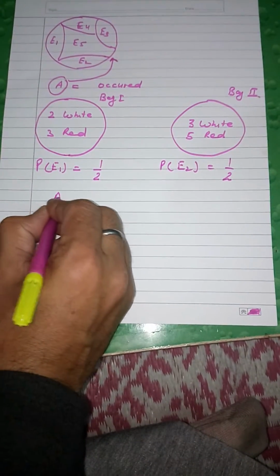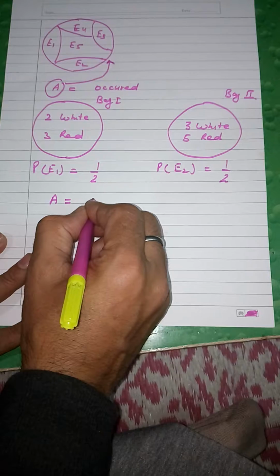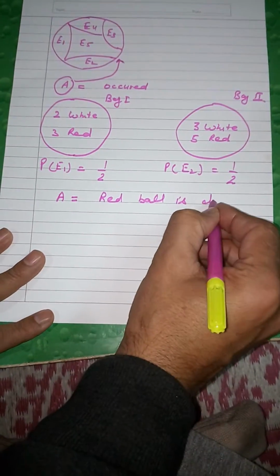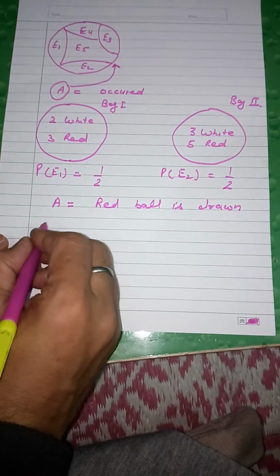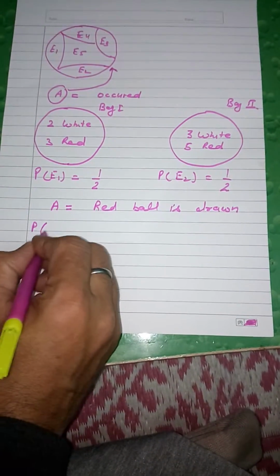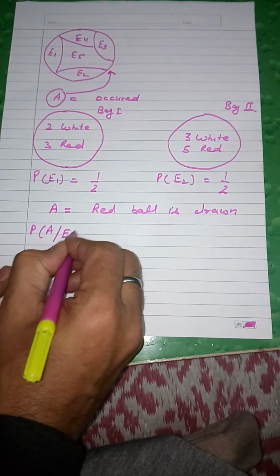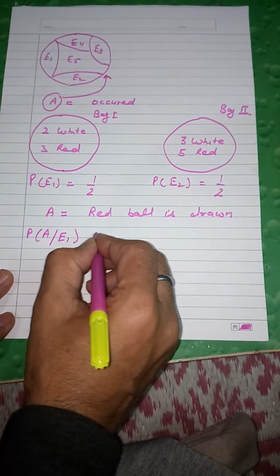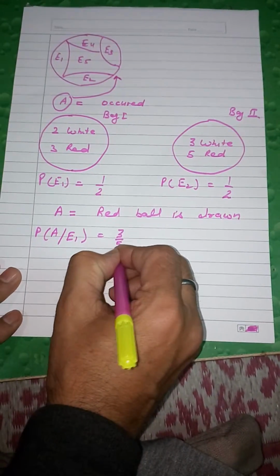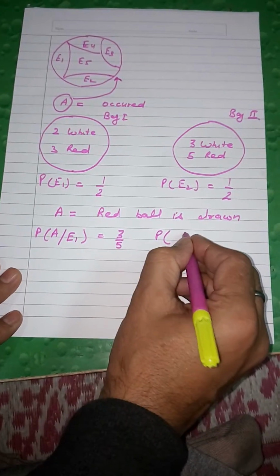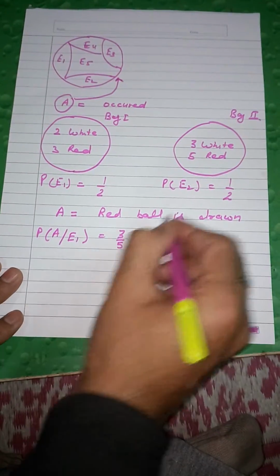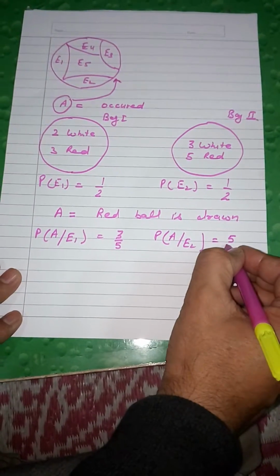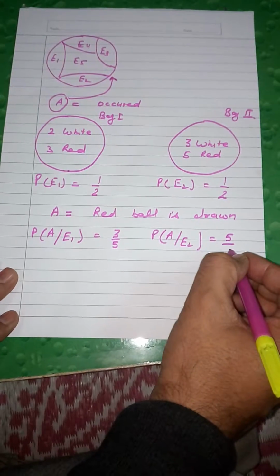Now let us suppose that A is the event that a red ball is drawn. Now if you select the first bag, then what is the probability of getting a red ball? There are three red balls, so the probability of getting a red ball is 3 by 5. Similarly, if you select the second bag, then the probability of getting a red ball is 5 by 8.